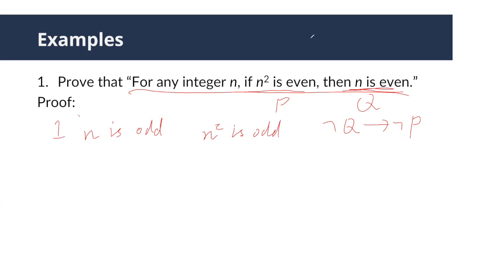So now the contrapositive is this one. Does this look familiar? Yes. This is the first example of direct proof. And we know how to prove it. And therefore, since you proved its contrapositive is true, we can conclude the original theorem is true.